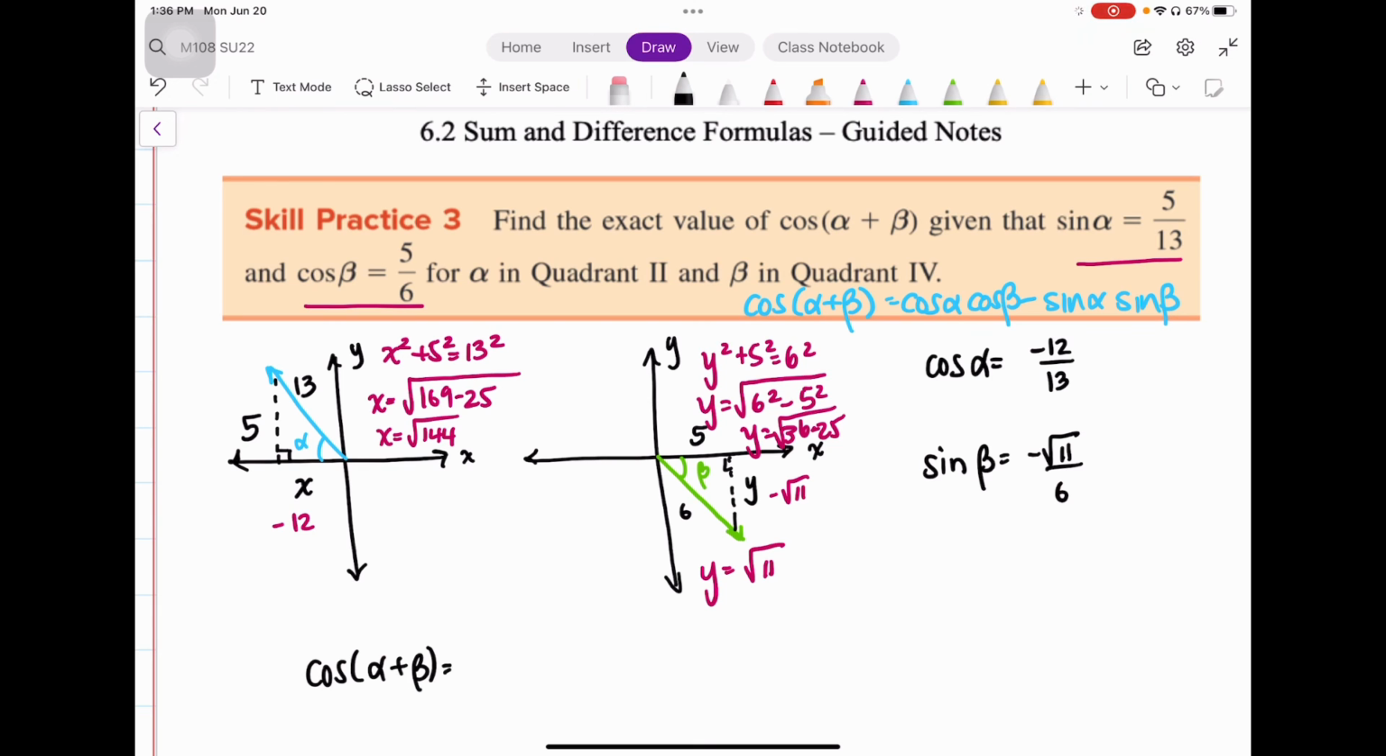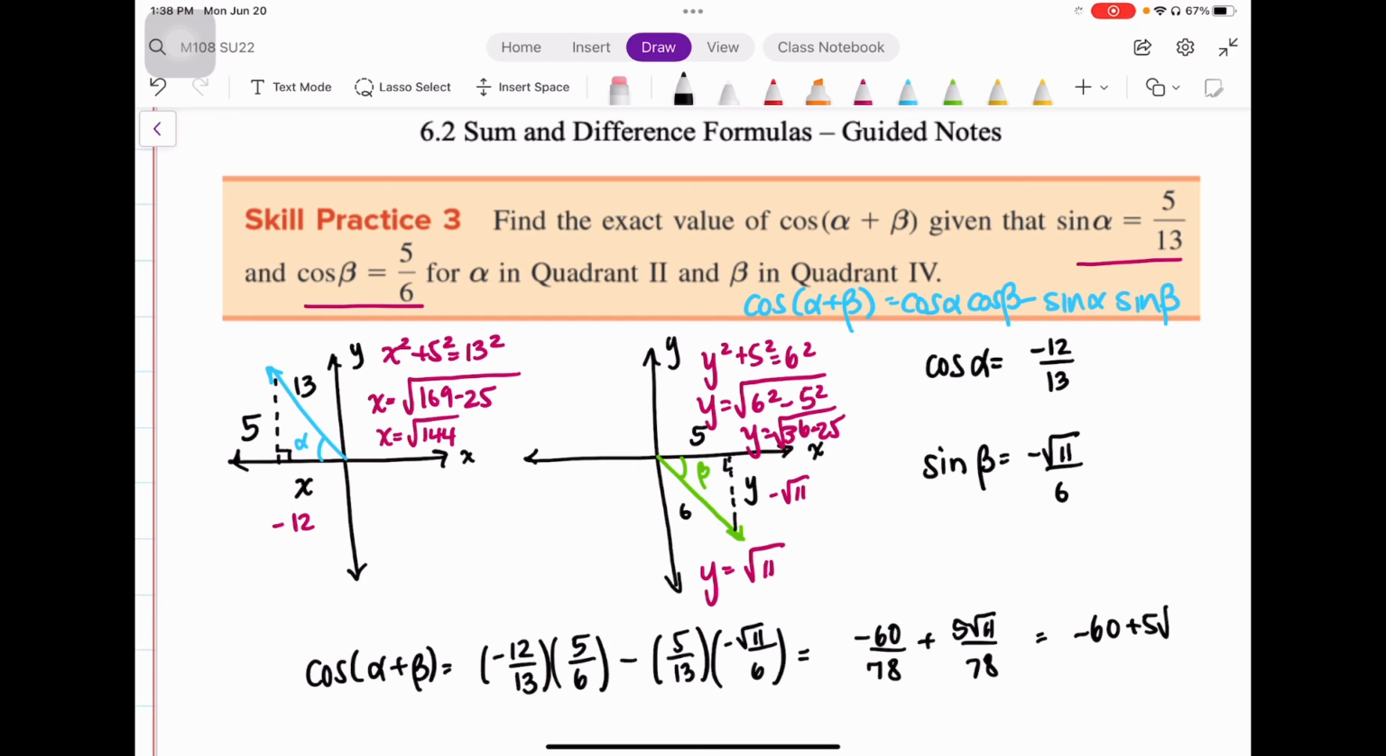Let's go ahead and find the exact value then using our formula. So the cosine of alpha plus beta is going to be equal to the cosine of alpha, which is negative 12 over 13, times the cosine of beta, which is 5 over 6, minus the sine of alpha, which is 5 over 13, times the sine of beta, which is negative root 11 over 6. Multiplying straight across, we get negative 60 over 78 plus 5 root 11 over 78.